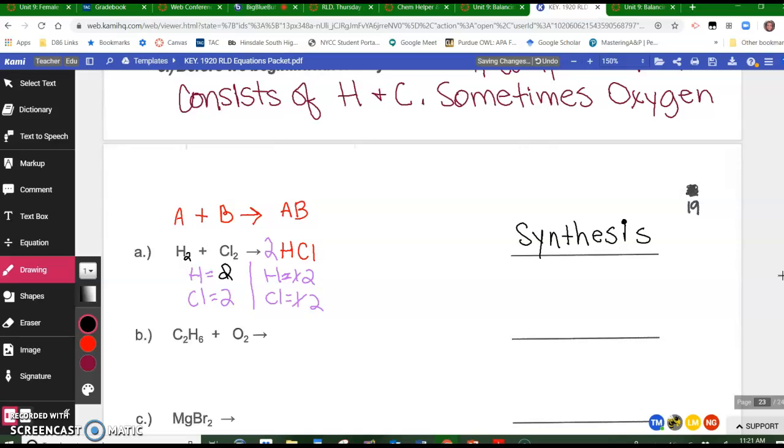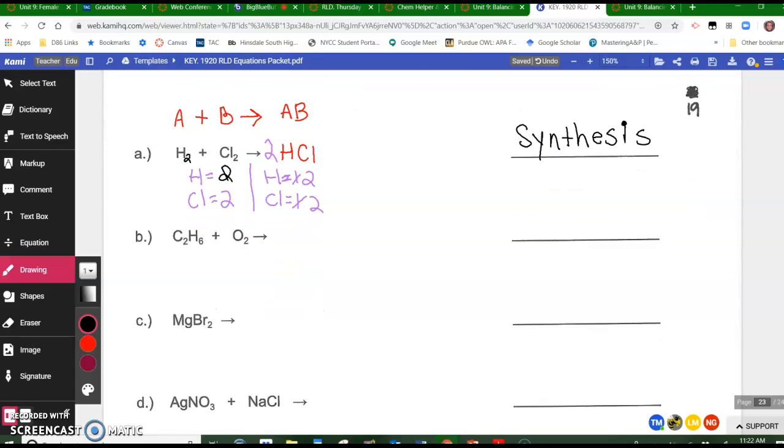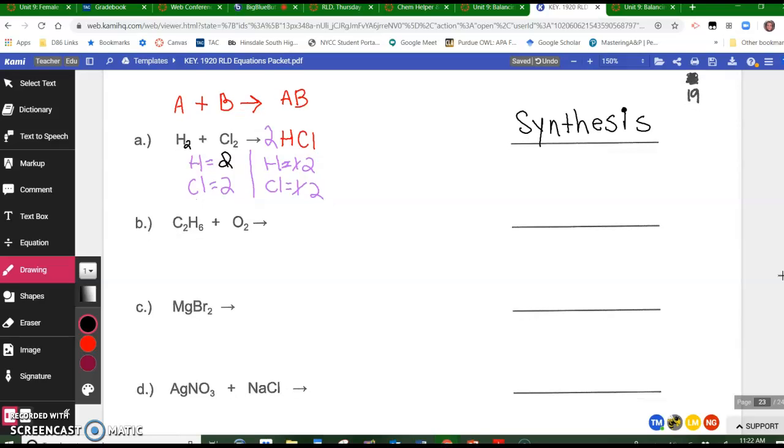All right, so that was a lot of stuff in one thing. Let me pause for a moment and ask you, do you have any questions? You might not yet, which is fine. All right, let's do another problem together. Let's look at letter B. For letter B, I have a compound C2H6, and I'm adding oxygen to it.